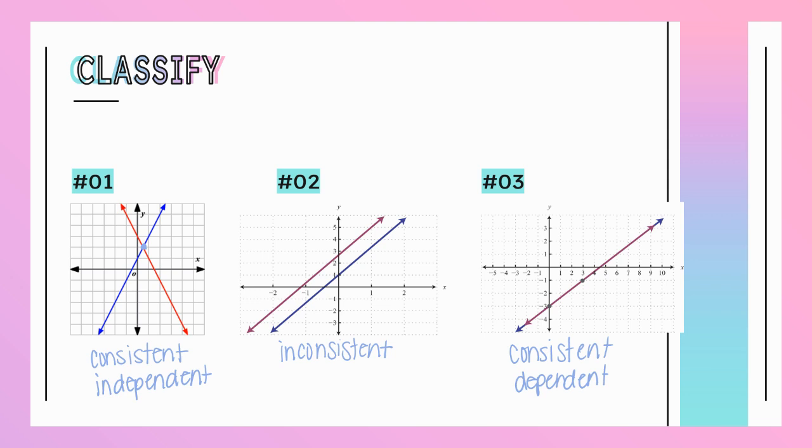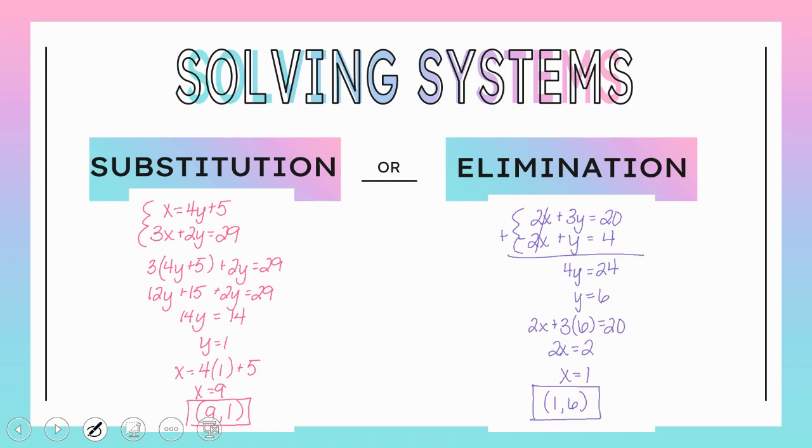I hope you're understanding how to classify the systems and understand what that means for how many solutions they have. Okay, so this system would have 1 point. This system, I'm sorry, would have no solution, and this system would have infinitely many solutions, okay? Now let's talk about solving.